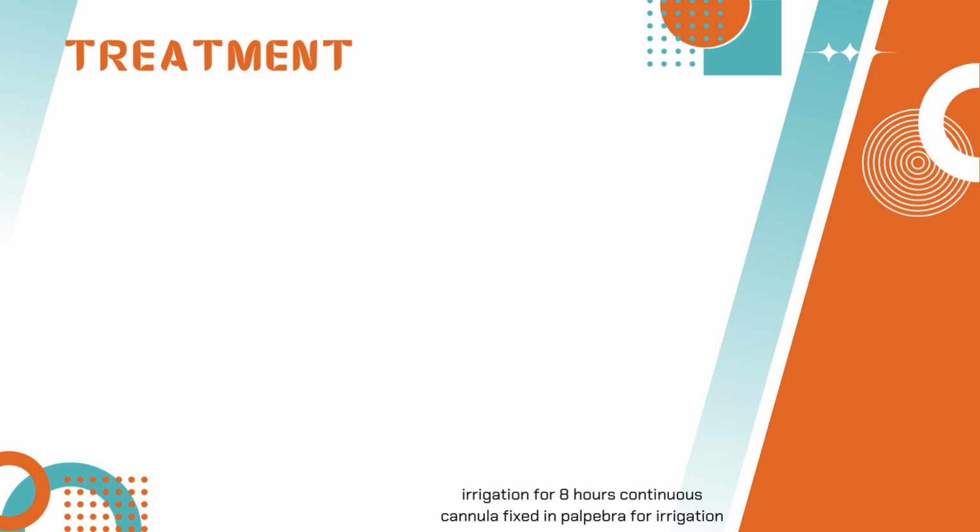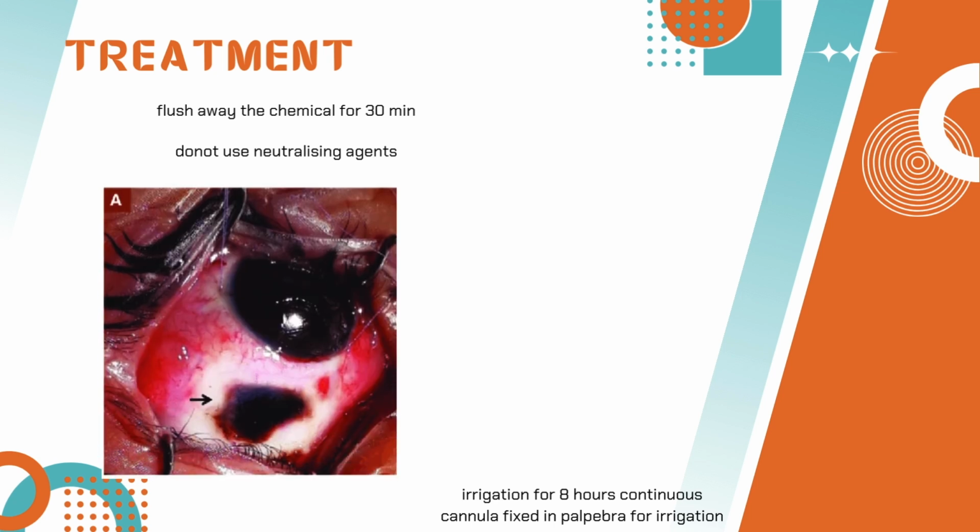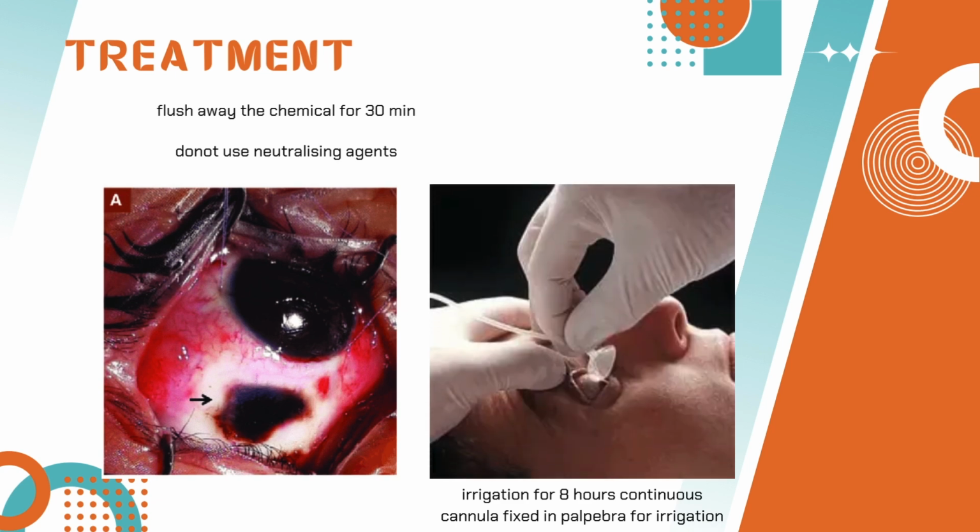Regarding the treatment of chemical burns, flushing away the chemical which is causing the erosion is the first and foremost thing. So, at least for 30 minutes, we have to flush away the chemical with saline. Do not use a neutralizing agent, because neutralizing reactions are exothermic reactions which will cause more erosion to the organ.